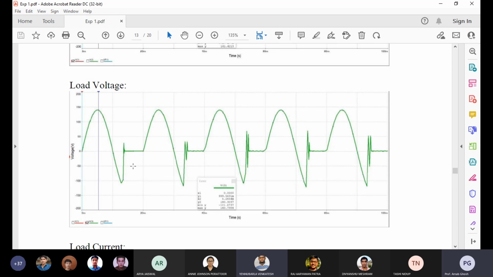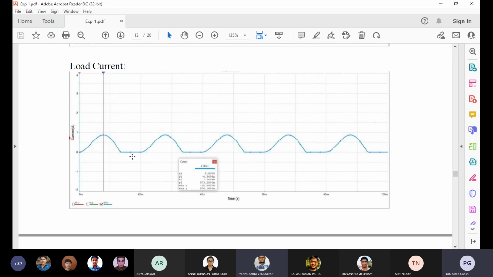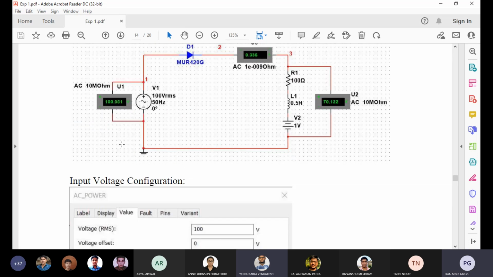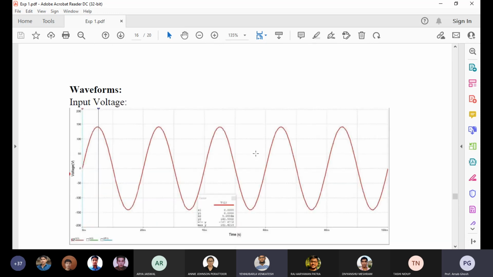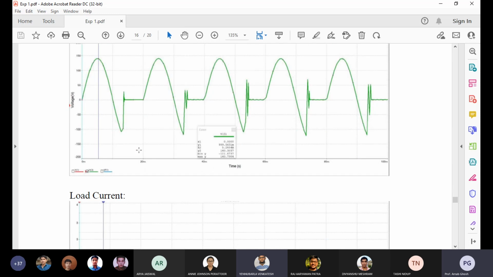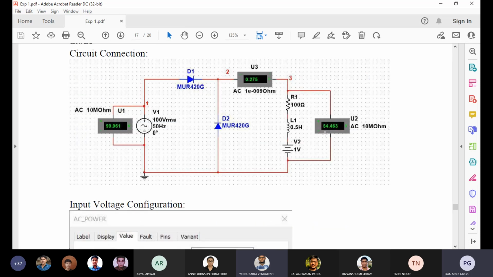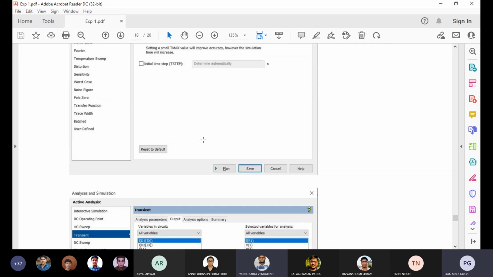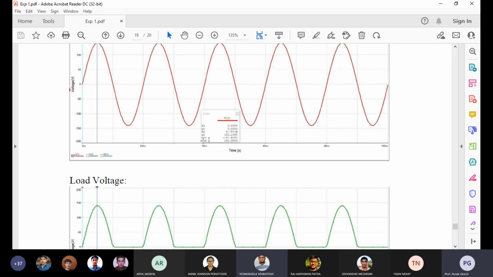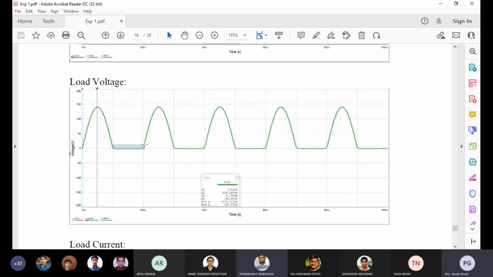Curves will be there, and if you connect the freewheeling diode, the negative component of the inductor voltage, the negative portion, may be removed. Here you can see the RLE load with freewheeling diode. If we see the waveform, the negative portion may be removed because one diode is connected. Here you can see that the negative portion has been removed.